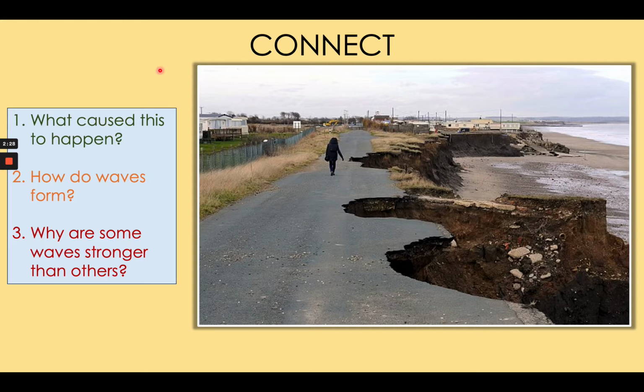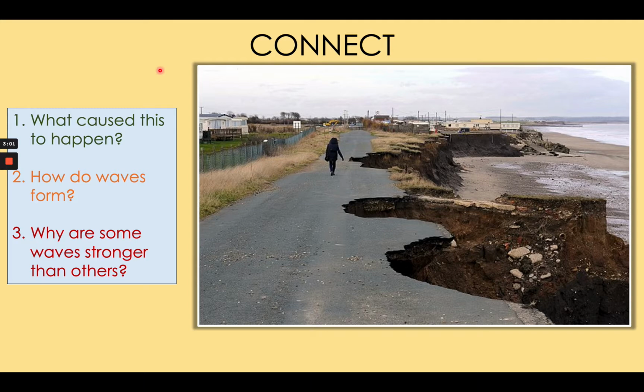So number 1, you should have talked about the waves. It's the sea that's responsible for this. You might have used the word erosion. Number 2, how do waves form? Well, a number of different ways, but the principal cause of waves being formed is the wind, and we will explore that further today. 3. Why are some waves stronger than others? Well, if it's the wind that causes waves, then if the wind becomes more or less powerful, then that will decide the size of the waves.